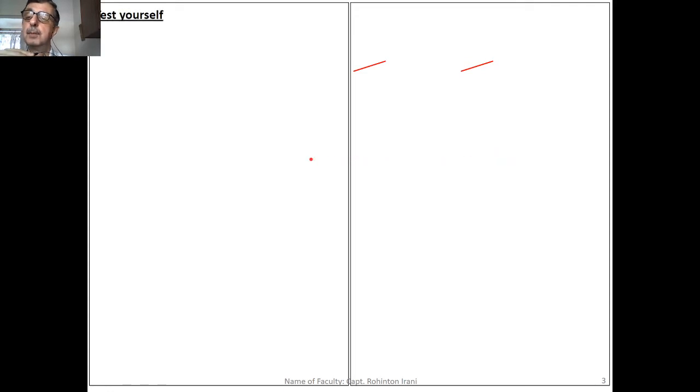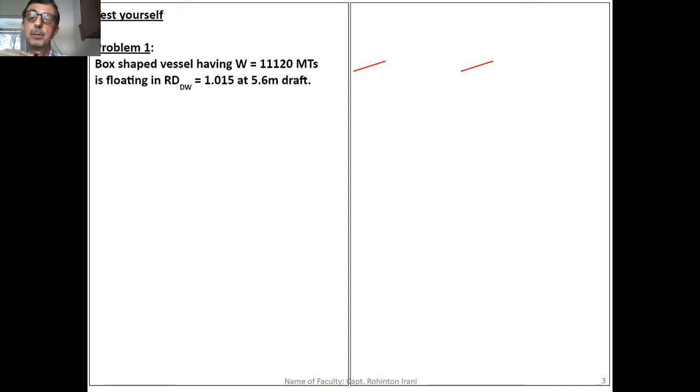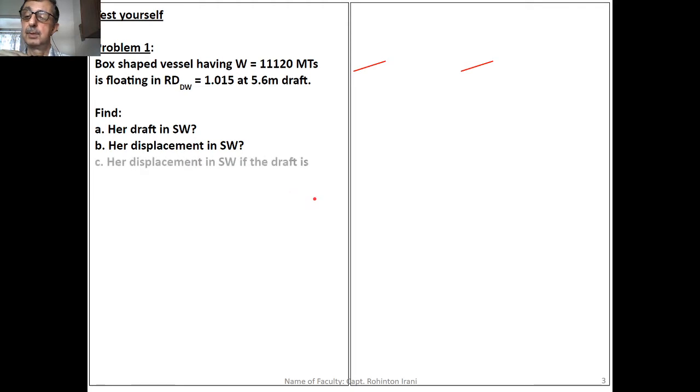So in this problem we had a box-shaped vessel having a displacement of 11,120 metric tons. She is floating in water of relative density 1.015 and at a draft of 5.6 meters. You had to find her draft in salt water, her displacement in salt water, and her displacement in salt water if the draft is unchanged.